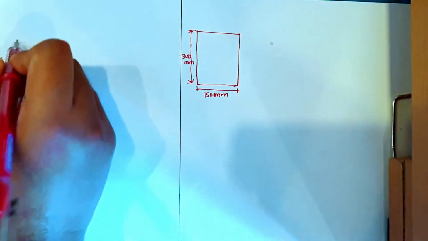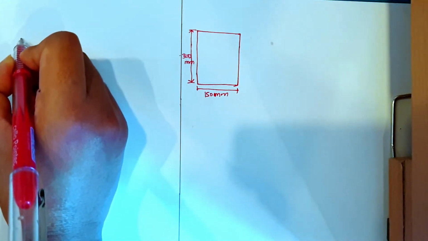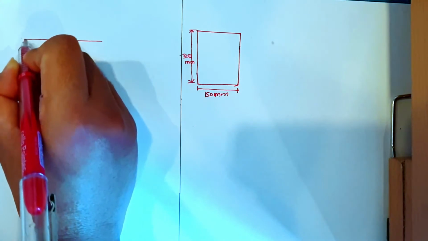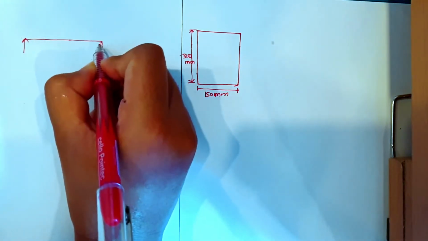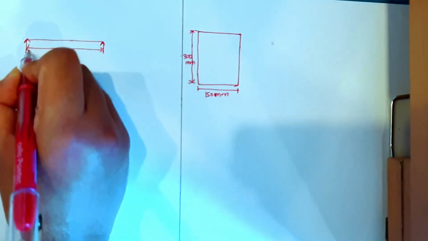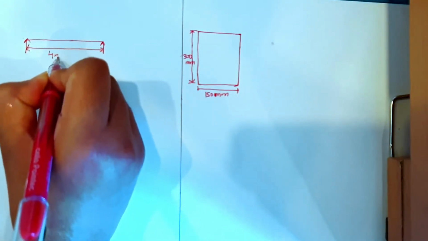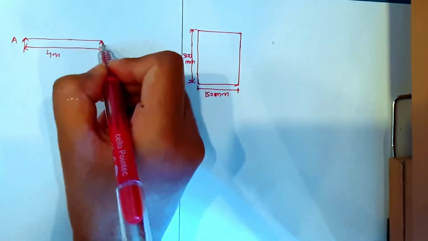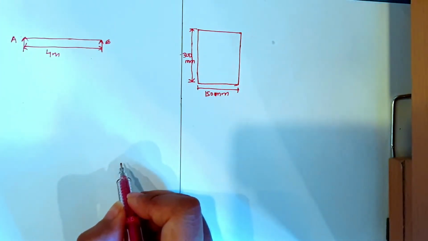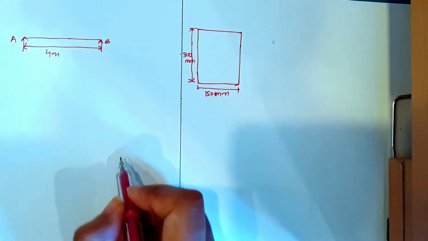So it is simply supported. So I'm going to draw the simply supported diagram here. Simply supported over a span of 4 meters. So its span given is 4 meter. Let this be A and B. Okay, and it carries a UDL of 10 kN per meter over the entire span.